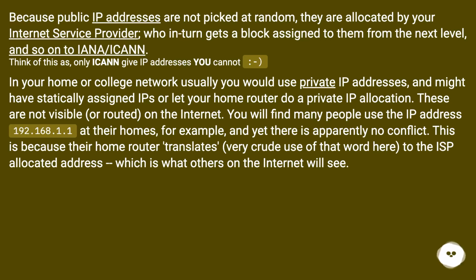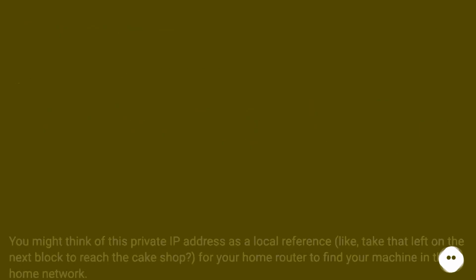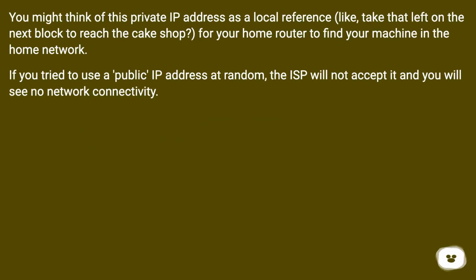This is because their home router translates, very crude use of that word here, to the ISP allocated address, which is what others on the internet will see. You might think of this private IP address as a local reference, like, take that left on the next block to reach the cake shop, for your home router to find your machine in the home network.